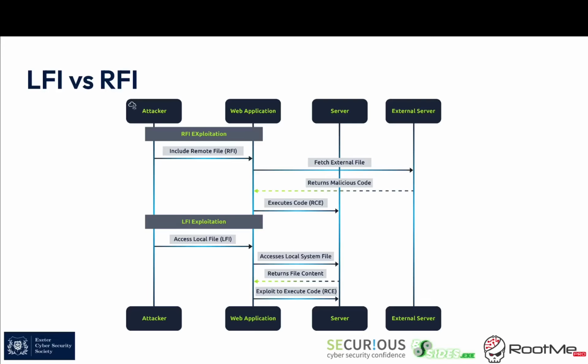Okay, this is another diagram from TryHackMe. I quite like how clearly it explains, so it shows you the steps between the remote and local file inclusion. So you can see that the local file inclusion doesn't talk to any external server, it just accesses the files on the local system.